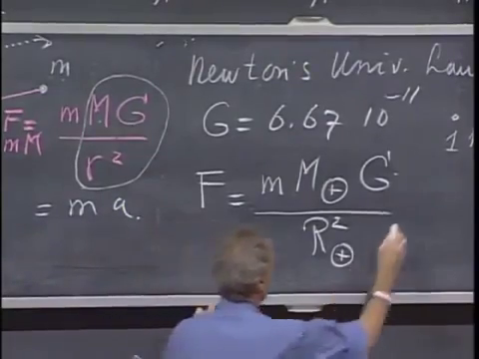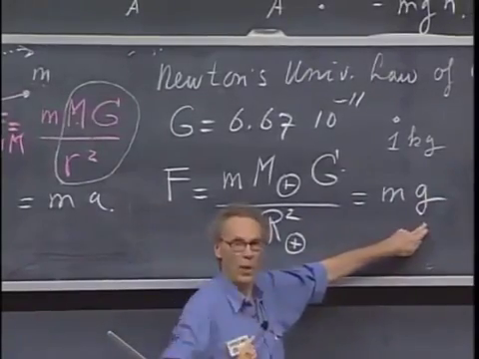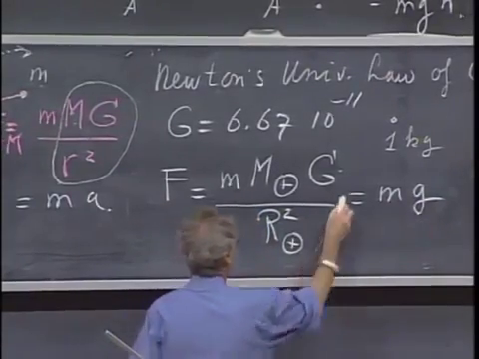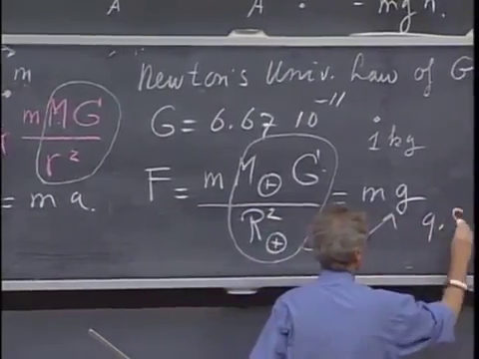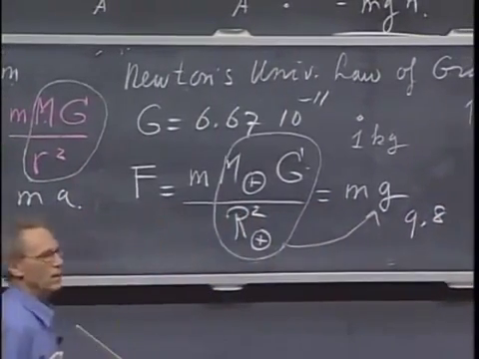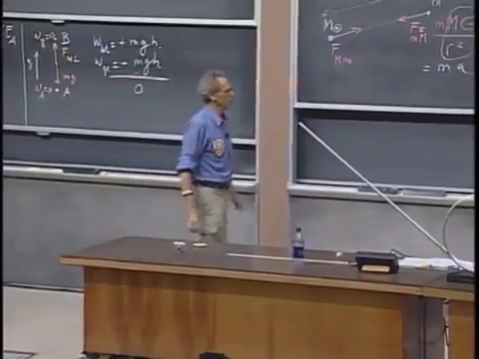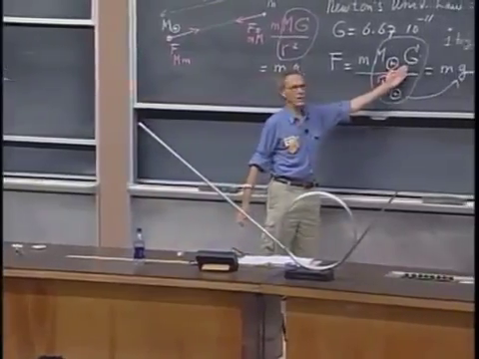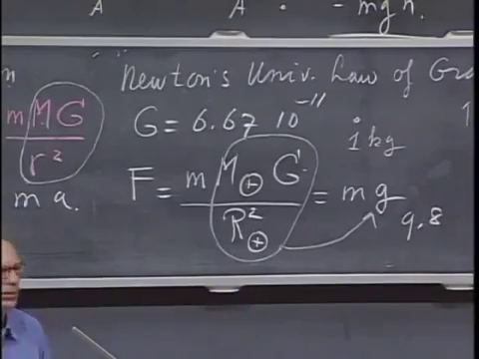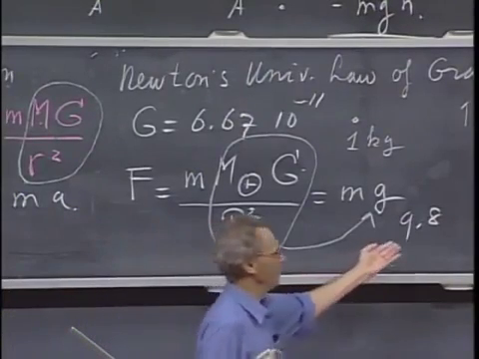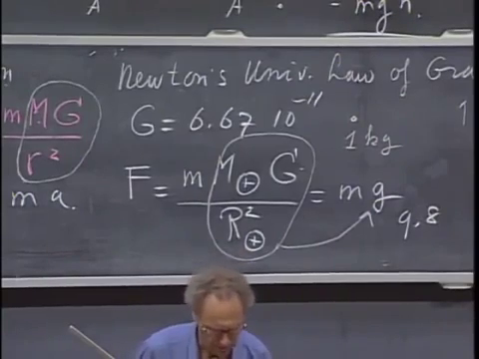And so this must be mg. That's the gravitational acceleration if we drop an object here. And so you see that this now is our famous g, and that is the famous 9.8. If you substitute in there the mass of the Earth, which is 6 times 10 to the 24 kilograms, you put in here the gravitational constant, and you put in the radius of the Earth, which is 6,400 kilometers, out pops our well-known number of 9.8 meters per second squared.